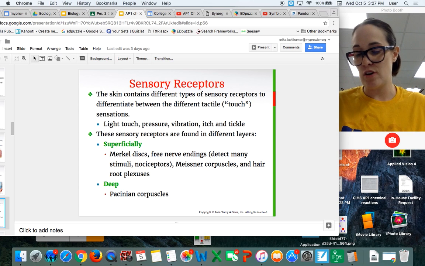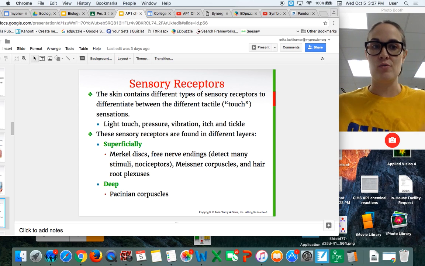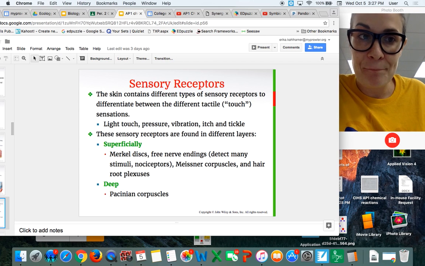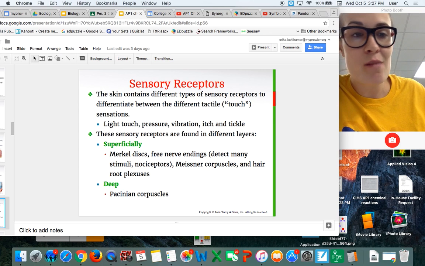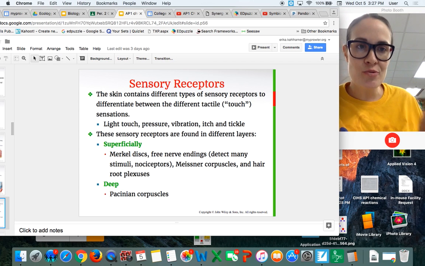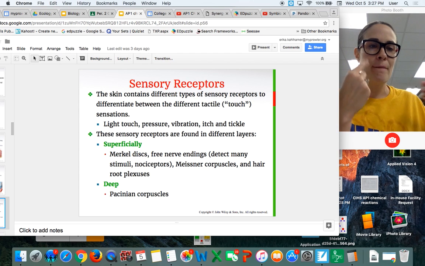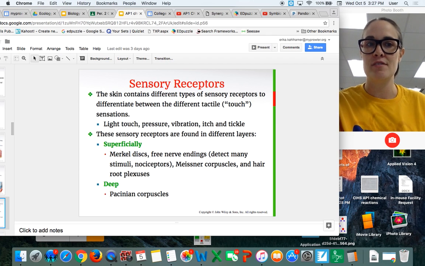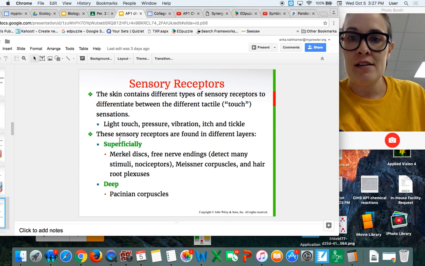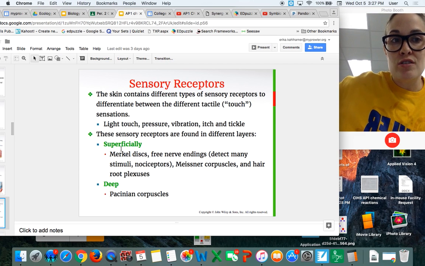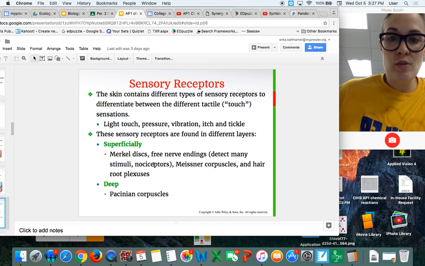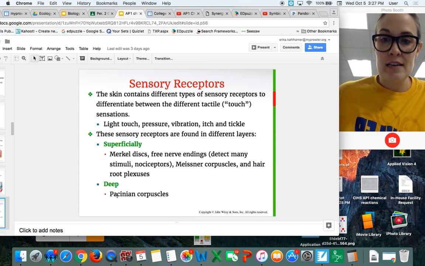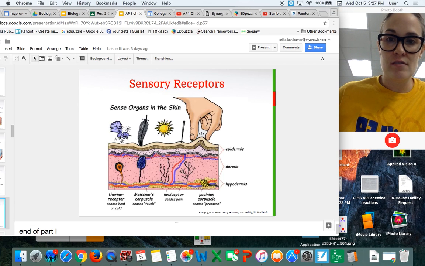The different sensory receptors within those layers are many different types. They can be categorized in different ways. Touch receptors include light touch, pressure, vibration, itching, and tickle receptors. Superficially, closer to the surface, they're Merkel discs and free nerve endings. Nociceptors are pain receptors. Deep are the Pacinian corpuscles.